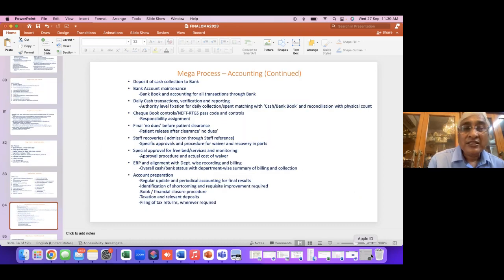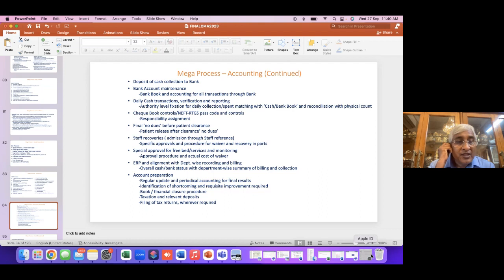Now, timely accounting, timely reconciliation between different accounts, bank reconciliation statement, any approval for special treatment. Suppose for some high-ticket, big-ticket, or maybe some very influential patient, something extra is required which is not normally available in the hospital. In that case, again, there should be a special approval process through which it will be ensured that the particular item is being provided to that VIP patient, and accordingly the payment etc.